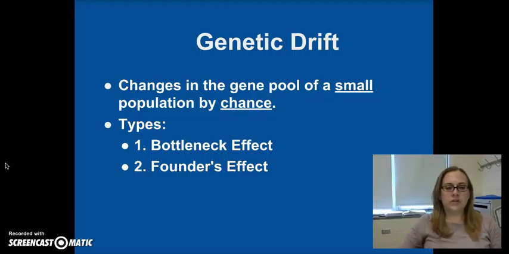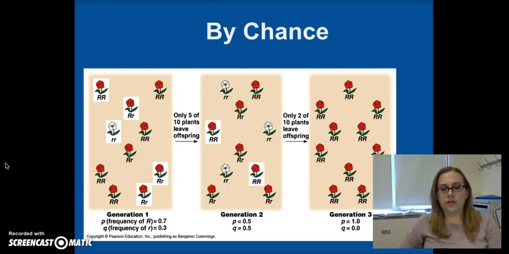So genetic drift is going to be a change in the gene pool of a small population that's going to happen by chance. There's two types that I want to talk about. The first is called bottleneck effect, and then the second is founder's effect. So what we're looking at here is a population. So we've got generation 1. You can see we've got 2 phenotypes, 3 genotypes. So you've got heterozygotes for red, homozygous dominant for red, and heterozygous for white.